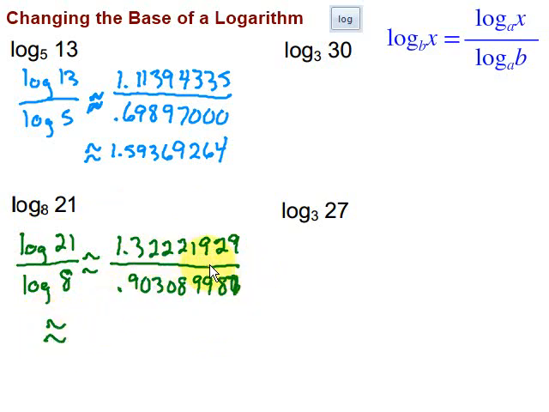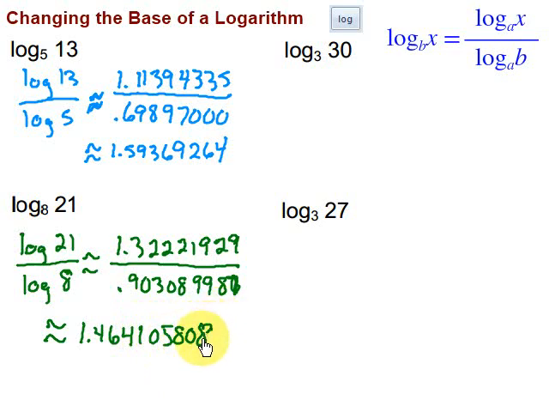Again, the more decimals you keep, the more accurate your answer is going to be. So throw those back in here. And we get 1.4641058. Okay? Now, again, double check.